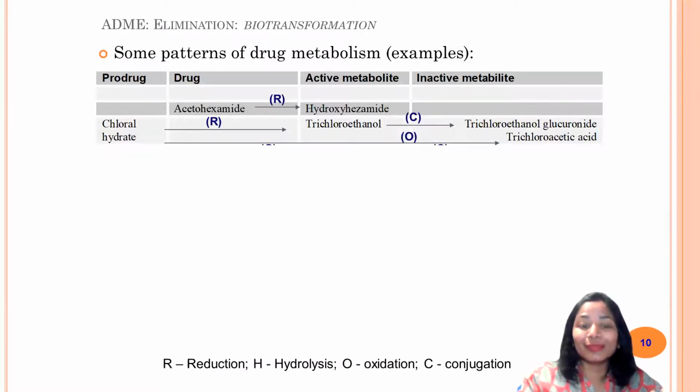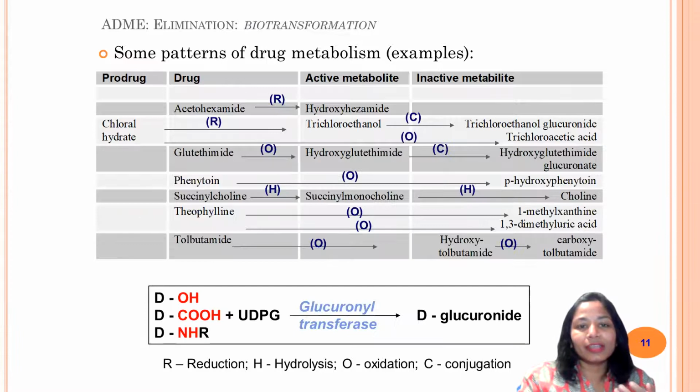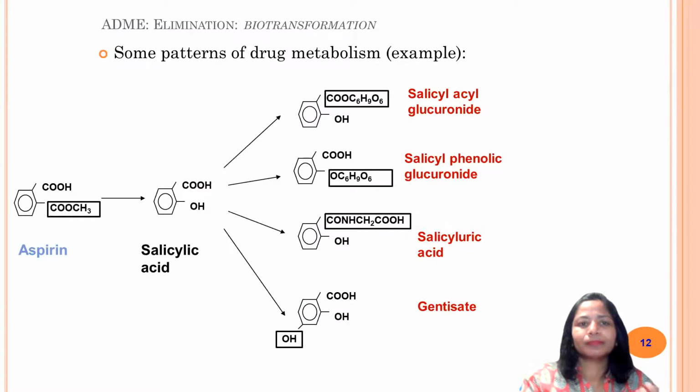Let's look at some of the examples. We've spoken about, there are some prodrugs. Example, the chloral hydrate, that is reduction, which becomes trichloroethanol, which again on conjugation becomes trichloroethanol glucuronide. And this is another example that we have. We have phenytoin, which on oxidation becomes para-hydroxyphenytoin. And we also have other examples.